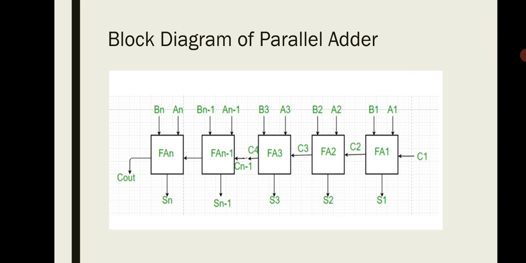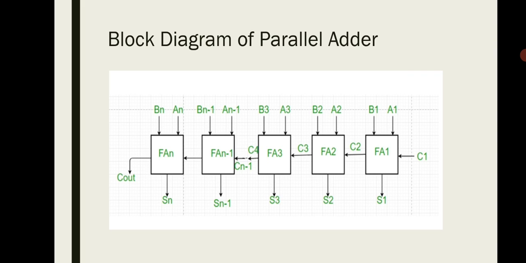The full adder adds A1 and B1 along with C1 to give the carry output and sum, that is C2 and S1 as the outputs. That C2 is fed to the next full adder. Again the same process takes place until the last full adder, the nth full adder, which adds both inputs An and Bn with the carry output of the previous full adder to give the carry output and Sn as the final output of the parallel adder.